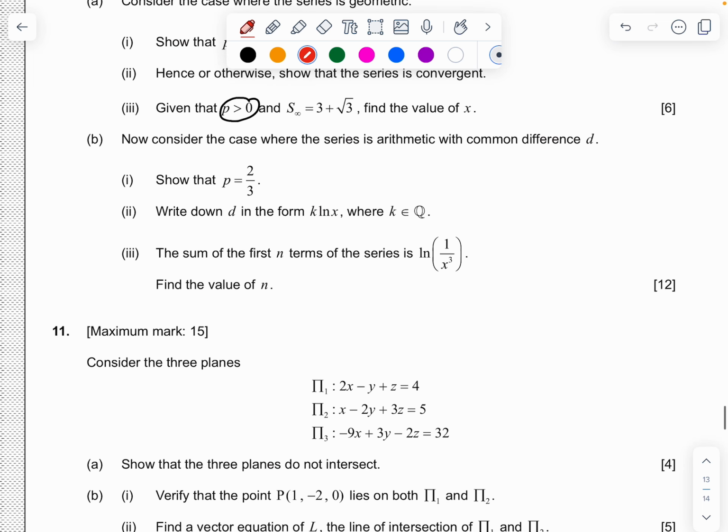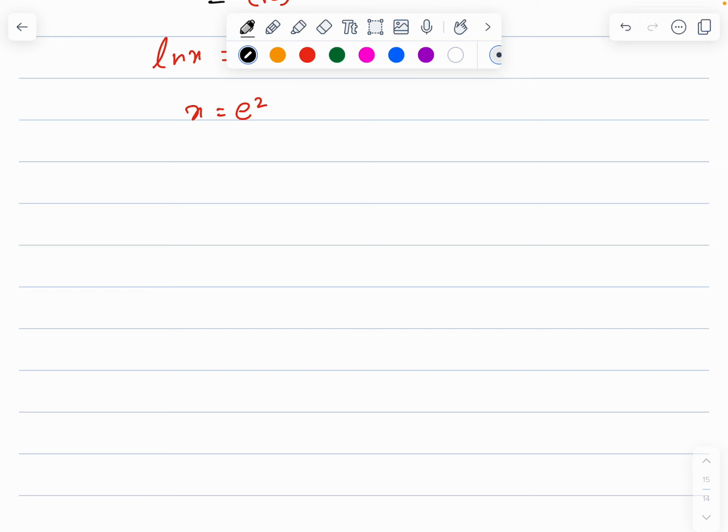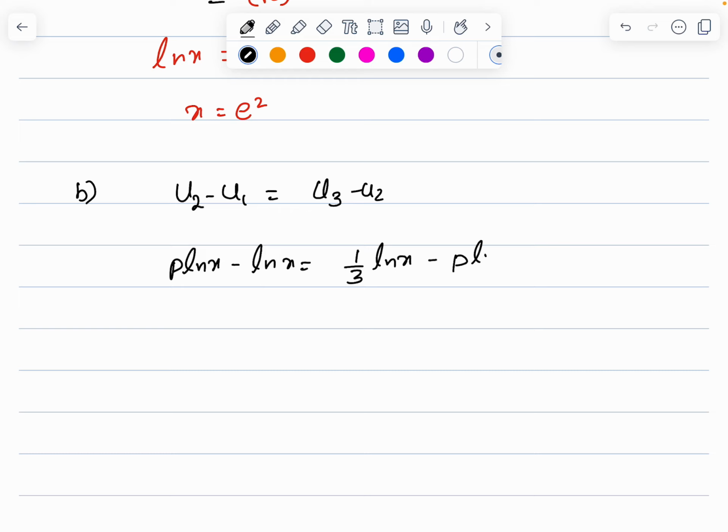Next one, now consider the case where the series is arithmetic. Show that p equals 2 upon 3. This time it is an arithmetic sequence. So for part B, u2 minus u1 should equal u3 minus u2. So p ln x minus ln x should equal 1 upon 3 ln x minus p ln x.